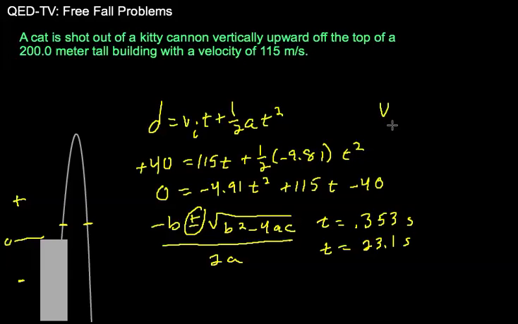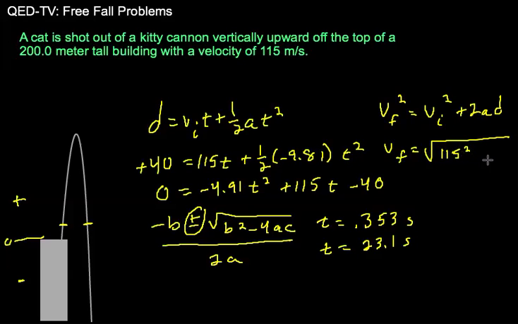So final velocity squared equals the initial velocity squared plus 2AD. And so the final velocity would have equaled the square root of VI squared, and my initial velocity on this building was 115 squared, plus 2 times negative 9.81, times a displacement, which is 40 plus 40 meters. And so I could have solved for this final velocity, and it's a square root, which, what does that mean?